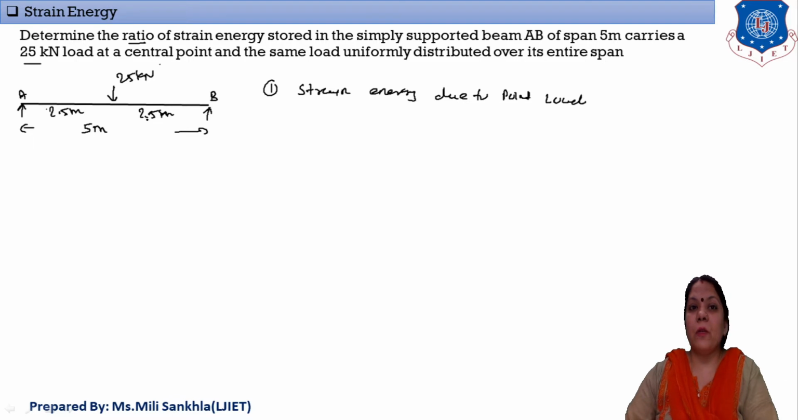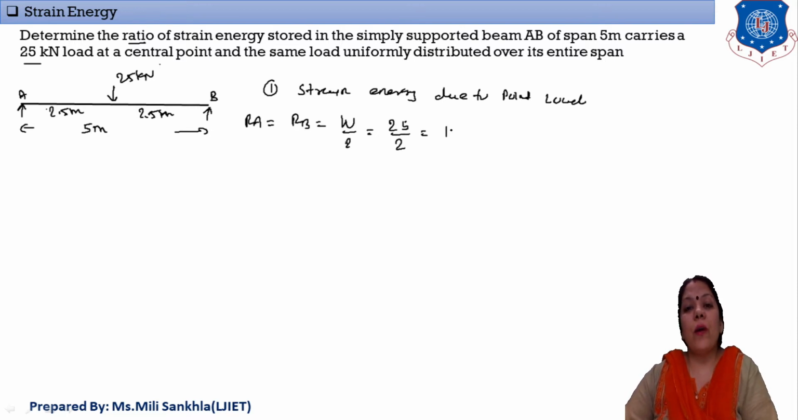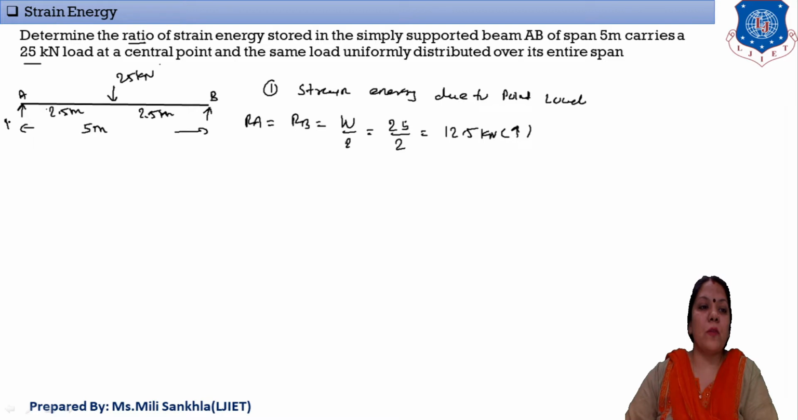Now here a simply supported beam is given, so first of all we find the reactions. RA is equal to RB, because the simply supported beam is subject to a center point load, so this is symmetrical. We find directly W by 2. W is given 25, so 25 by 2 is equal to 12.5 kilonewton in upward direction. Here we write this is our support reaction 12.5 and this is our support reaction 12.5.